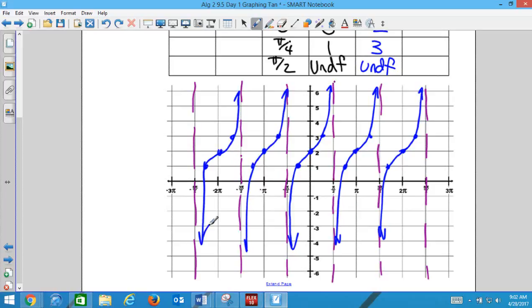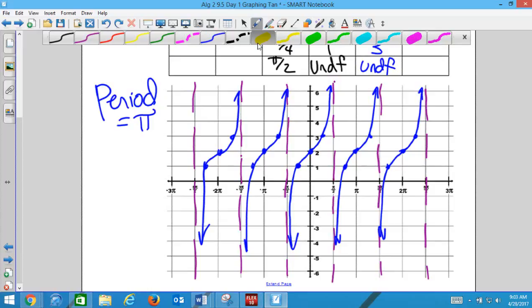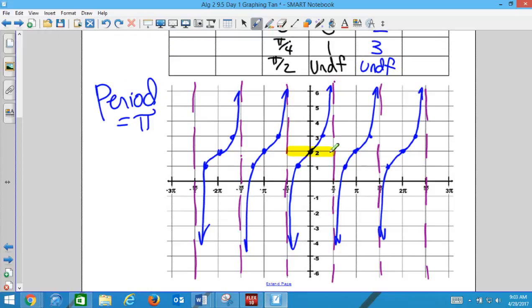What is our period for this? And again, if you're unsure, the period is horizontally the distance for one cycle, and one cycle is in between the asymptotes. So horizontally, that is a distance of pi. Questions? Next one.